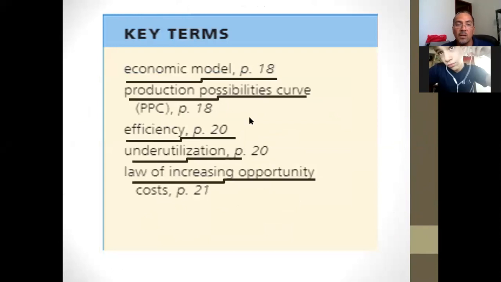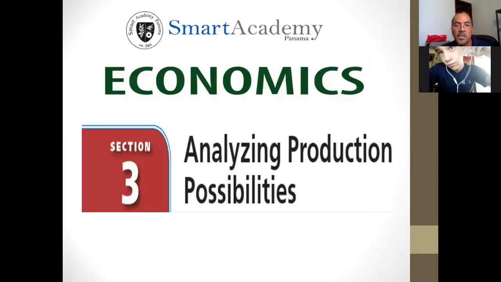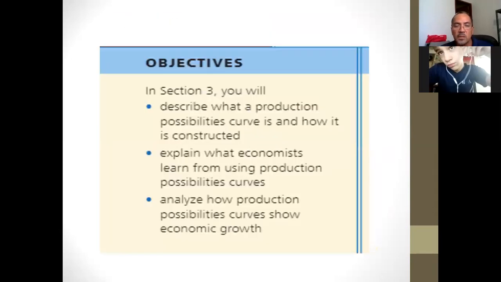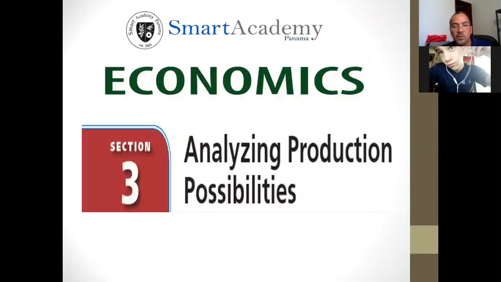Okay, now these are the key terms, the vocabulary. This is the new vocabulary, vocabulary number 3. Remember, the topic is analyzing production possibility. So you have to write in your notebook: analyzing production possibility.